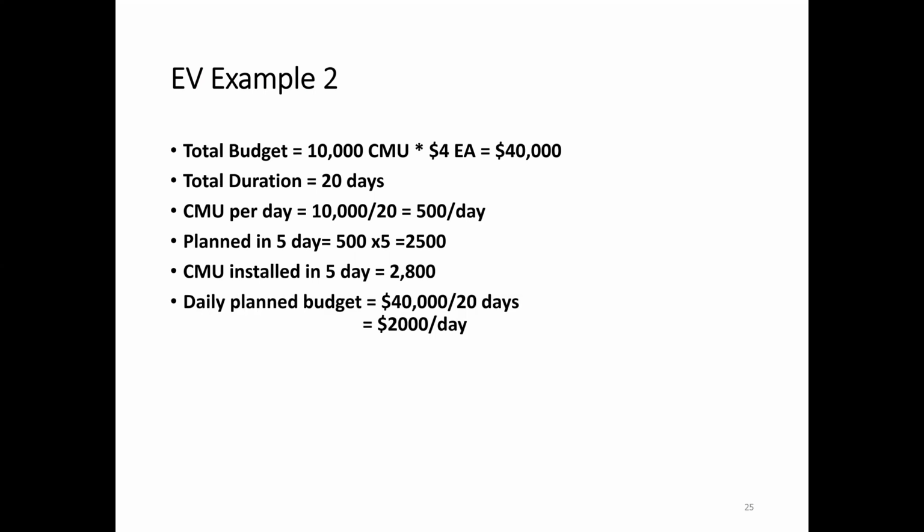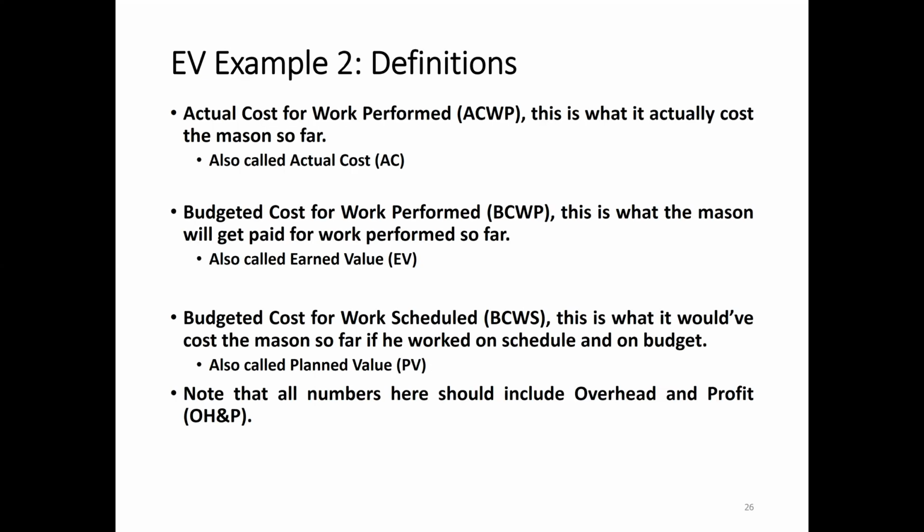The daily planned budget: the total budget of 40,000 divided by 20 means we should spend $2,000 each day for 20 days to consume the total budget of 40,000. For percent complete, we have installed 2,800 blocks and the total is 10,000, so we divide by 10,000. It means 28% of the project is complete.